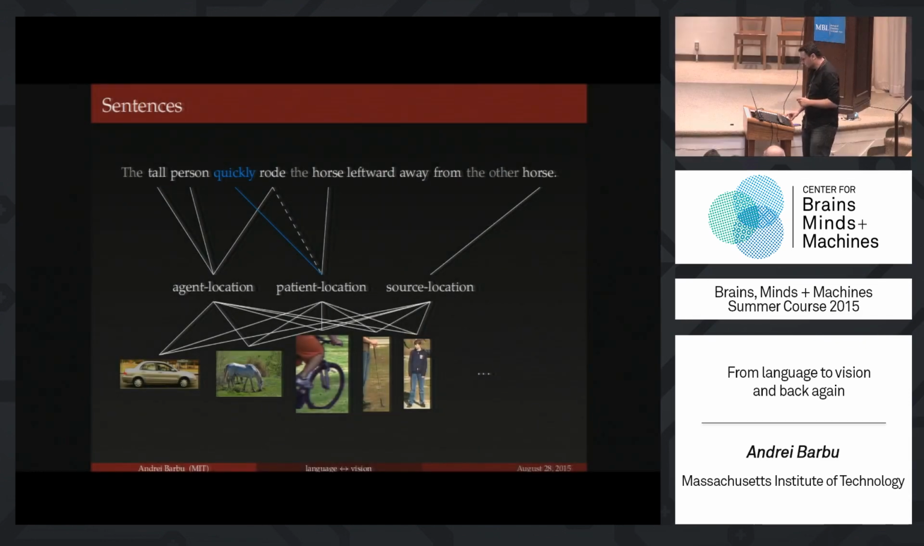We can do the same thing for quickly. We can have an HMM for that. We can do leftward. We can do away from. Away from looks a lot like leave, right? It's the same meaning. And basically, we end up with this bipartite graph.